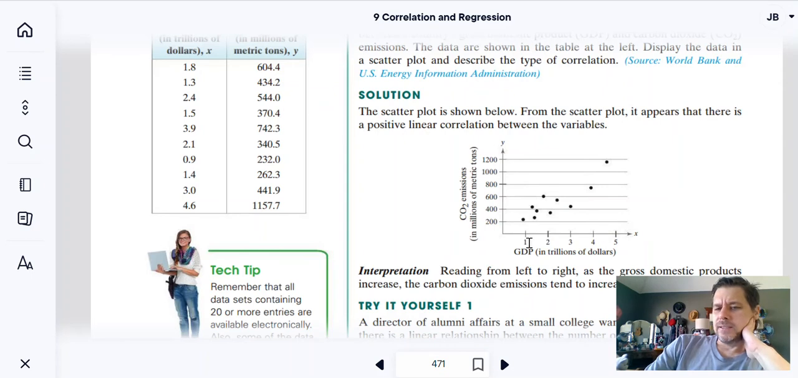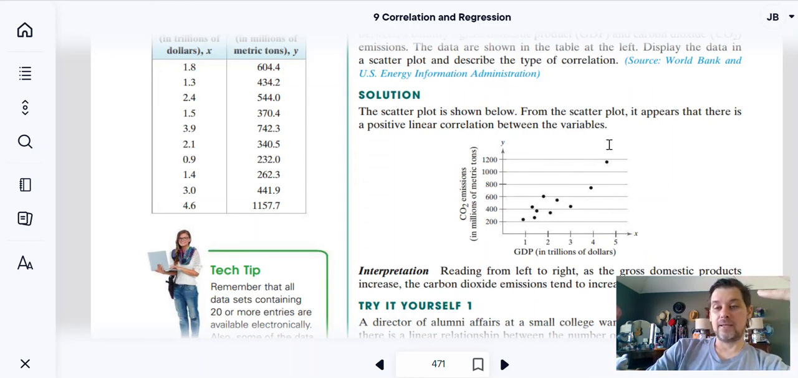Now, here's what I see. It does look like, see how there's a rough upward trend here? It's not perfect. I'm not saying they're in a perfect straight line, but roughly it looks like they kind of go up together like that. That's what I see. And then I can read into that a little bit further.